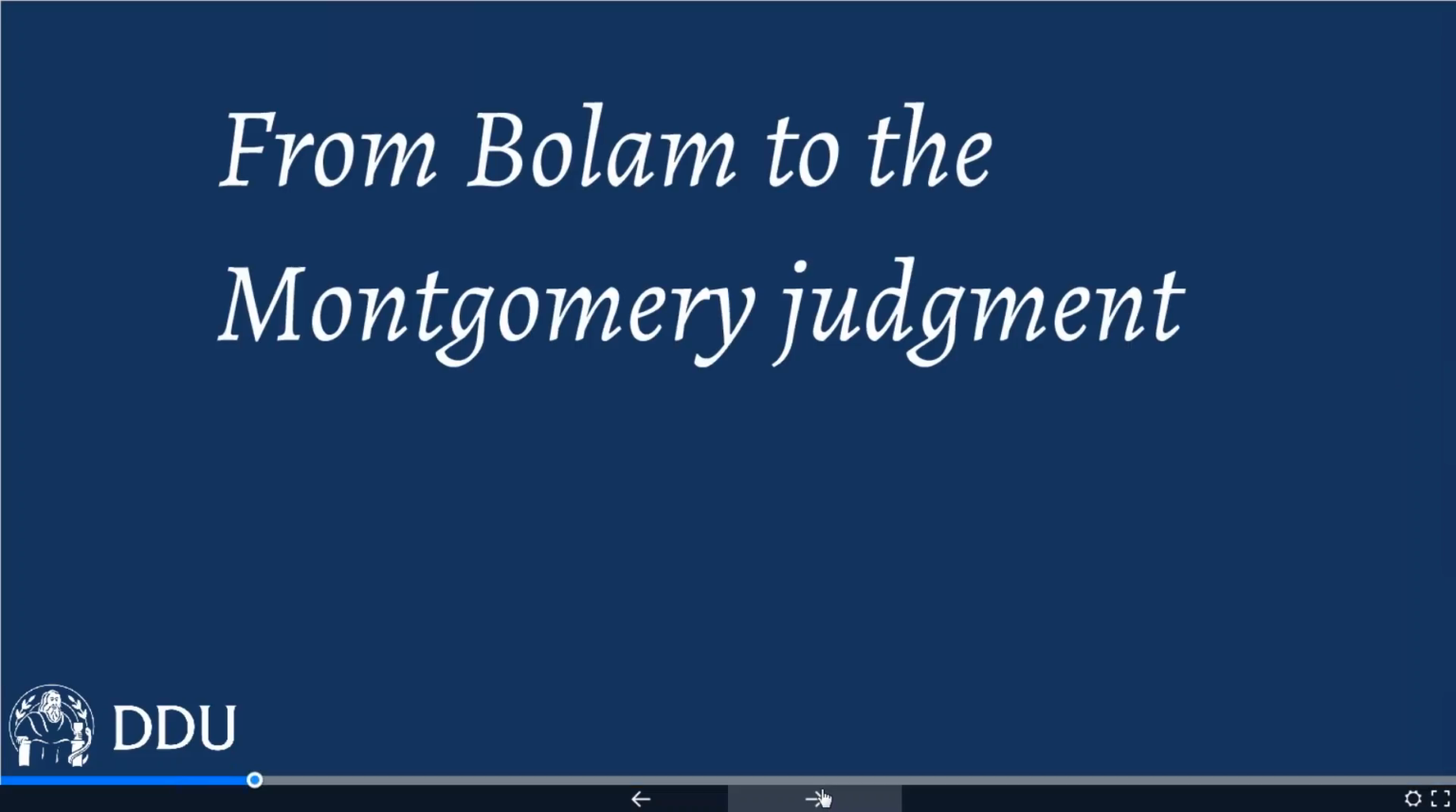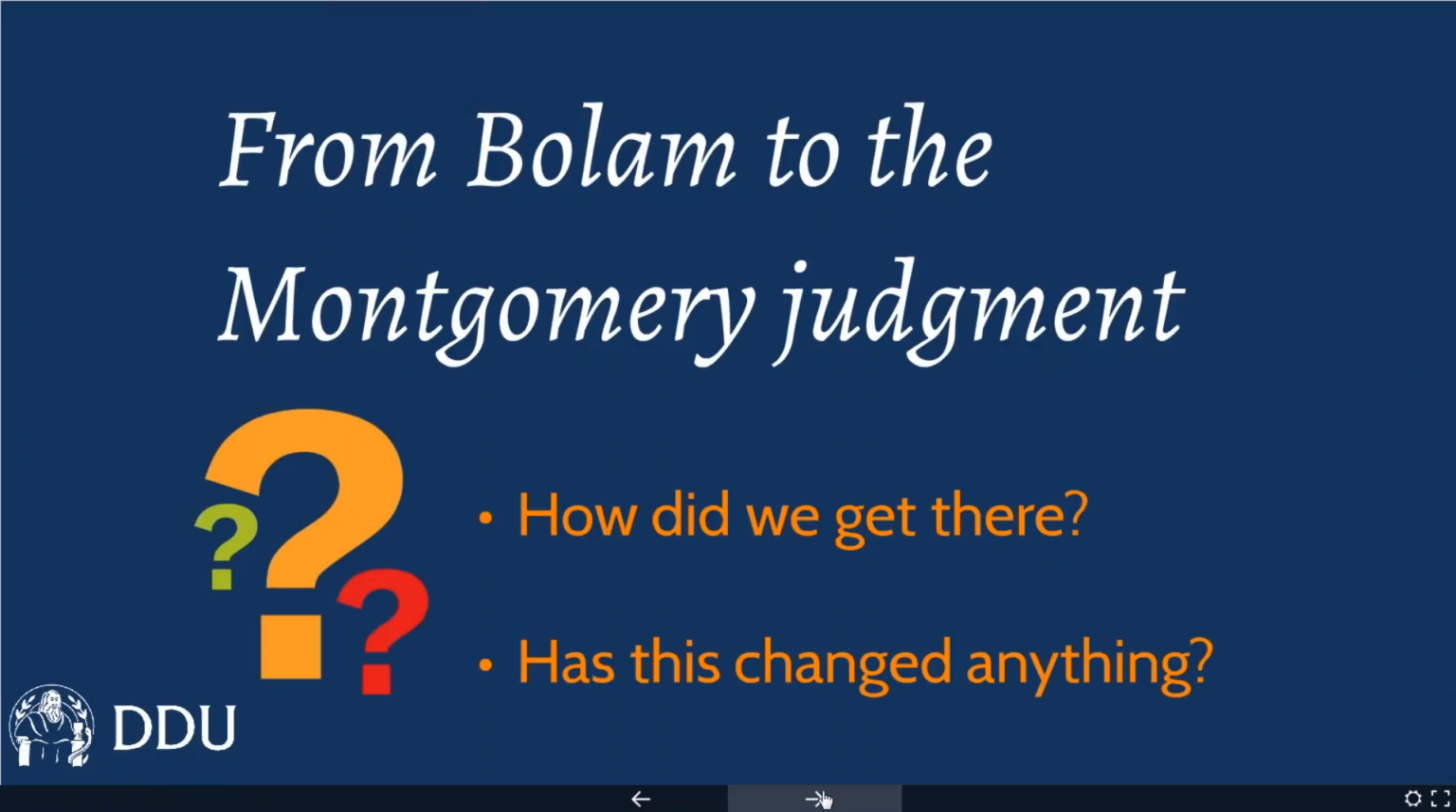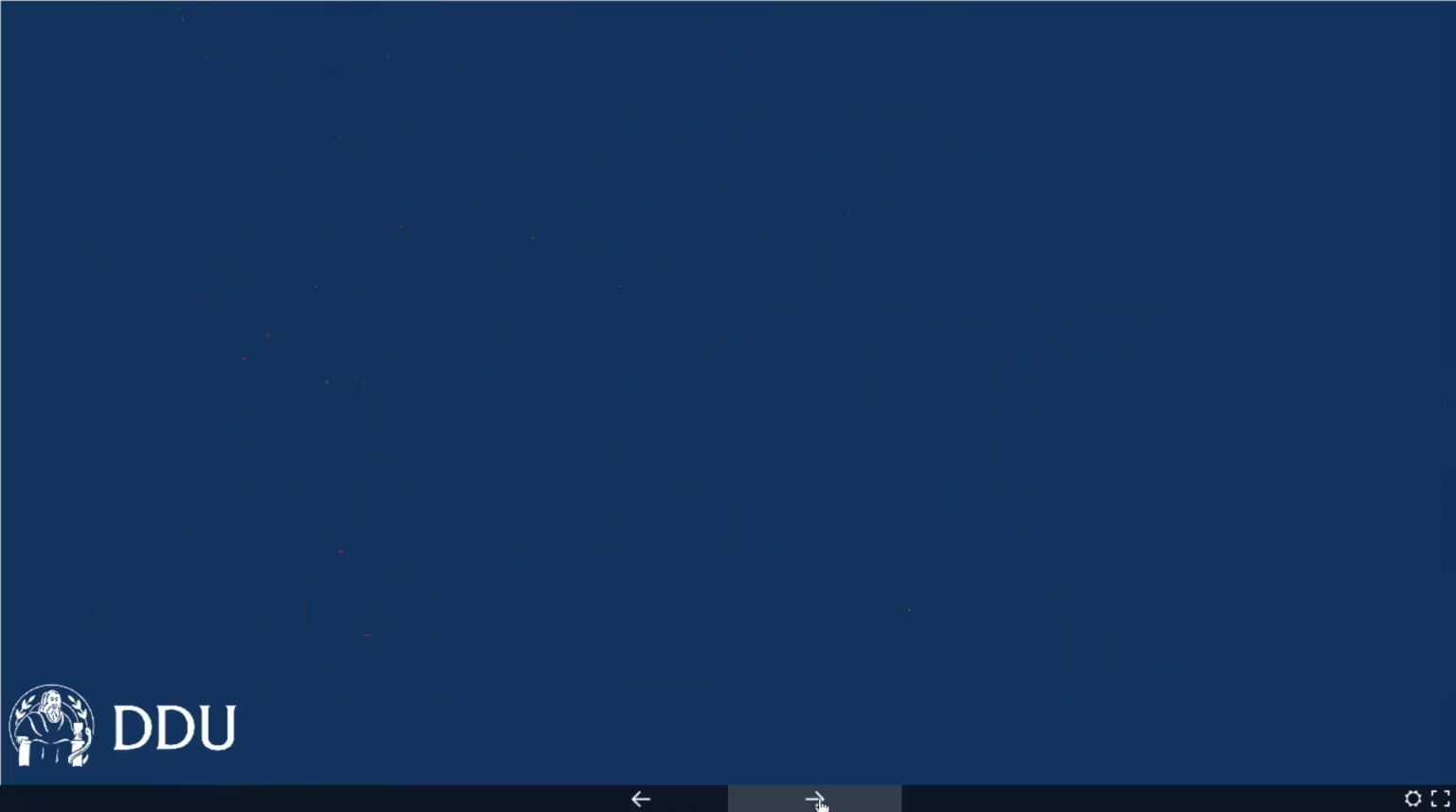Now, while we're not going to focus entirely on the academic or legal basis, there'll be a couple of cases that we'll talk about that give rise to the basis for where the professional guidance has come from. I think most people will be familiar with two cases separated by around 60 years, the first being the Bolam case and most recently the Montgomery judgment. How did we get there, and has this changed anything in terms of the way we practise? Because much has been discussed about this and much has been said.